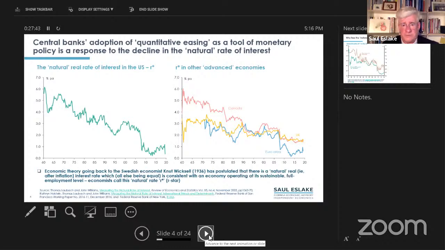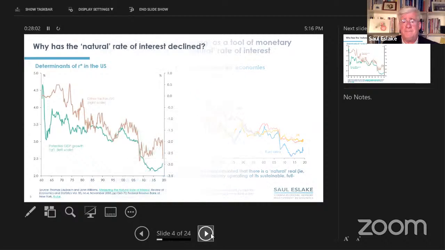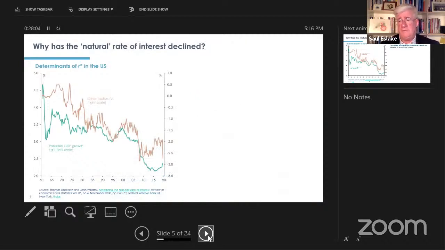But you'll also see from those charts that there was a particularly large drop around the time of the global financial crisis in 2008-9, a drop in the natural rate of interest in the United States in particular of more than a percentage point, and something similar to that in the Euro area, though perhaps not as much in the UK or Canada. Now, why has that happened?